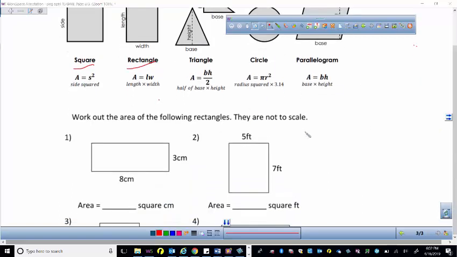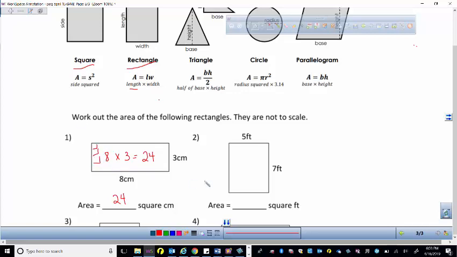So go to your notes. The first one is a rectangle. And so to find the area, we take the length multiplied by the width. So this area is going to be 8 times 3, which is 24. And you might want to grab a calculator for this. So this is 24 square centimeters.